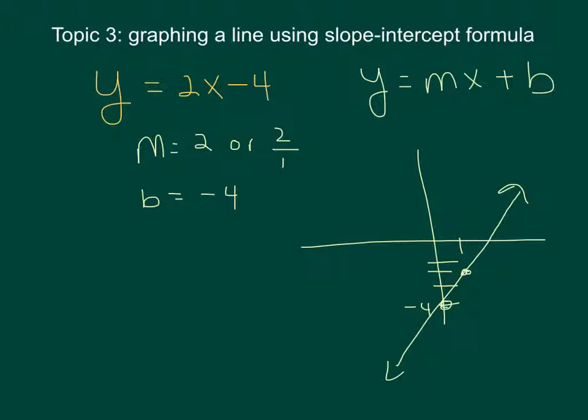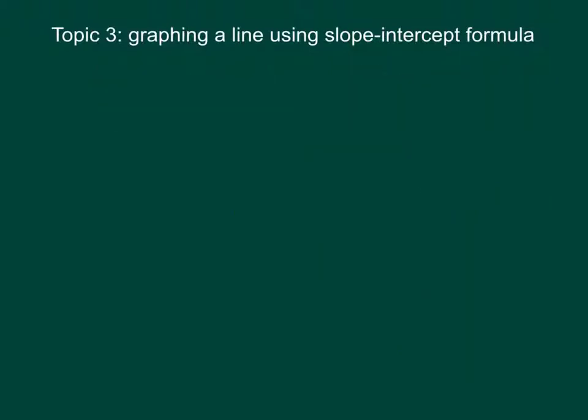Okay, but sometimes it's not as easy as y equals mx plus b. What if the equation wasn't in y equals mx plus b form? The example might be 4x minus 5y equals 13, we'll say. This is in standard form, which is helpful when you want to find your x and y intercepts, but it's not helpful when you're trying to find the slope. So we are going to rewrite this equation.